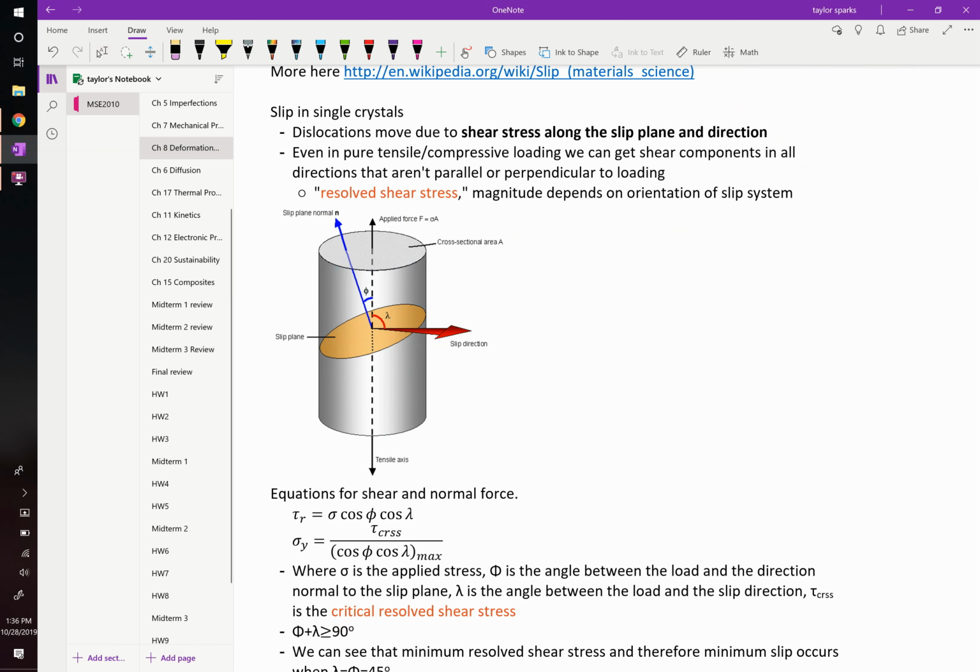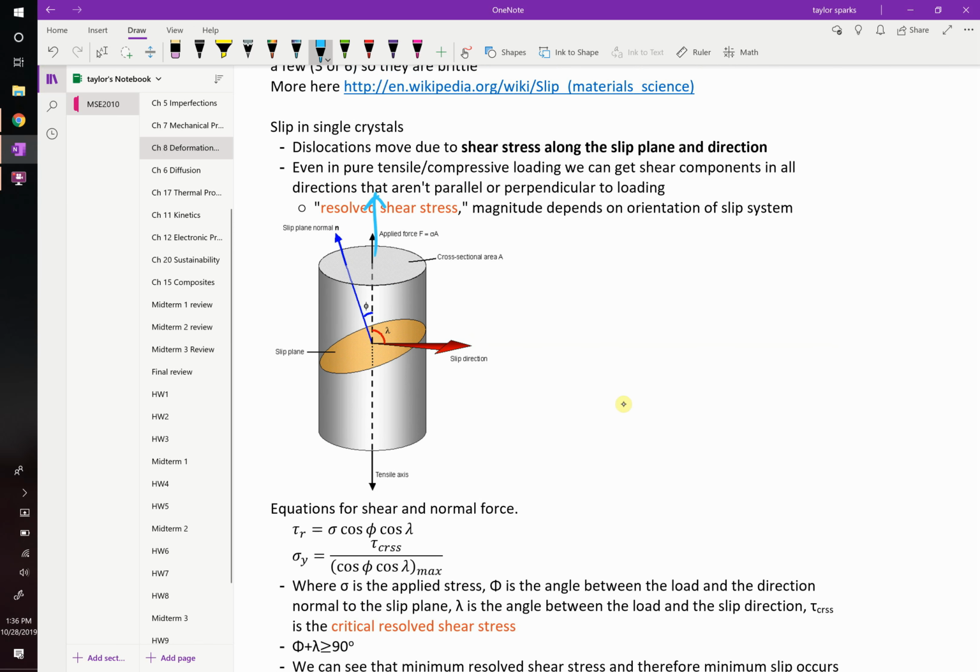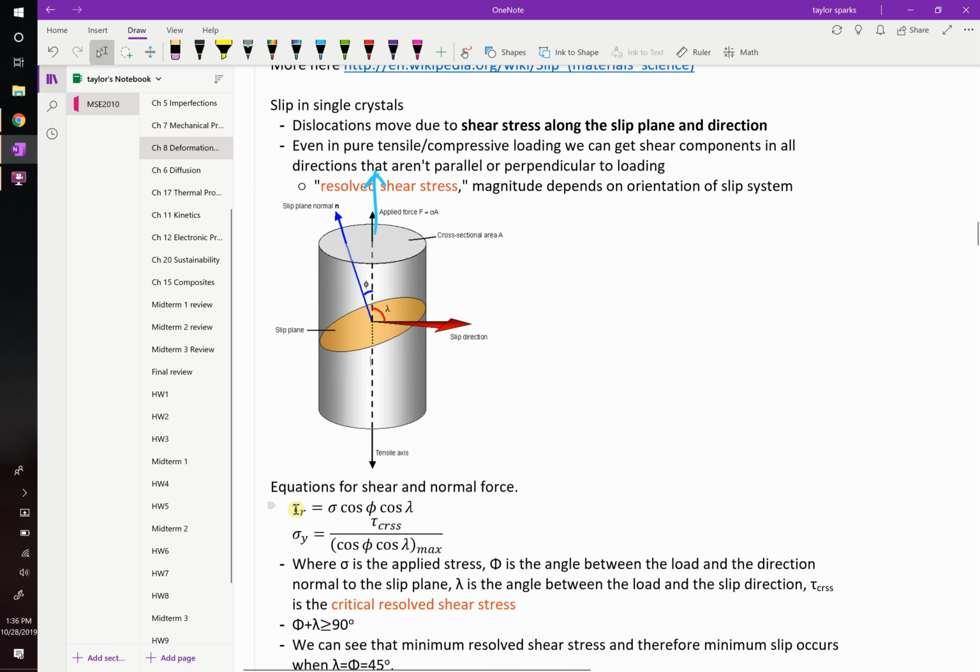If you remember last chapter, we said that even though you apply a force normal to this, on some imaginary plane within the material, you have a normal to that plane, and you have all sorts of directions in that plane. And because this is now tilted, even though you applied a normal stress, you're going to end up with a shear stress component here. You end up with a shear stress component by doing this math right here. The shear stress is going to be equal to the normal stress that you apply, multiplied by the cosine of phi times the cosine of lambda.